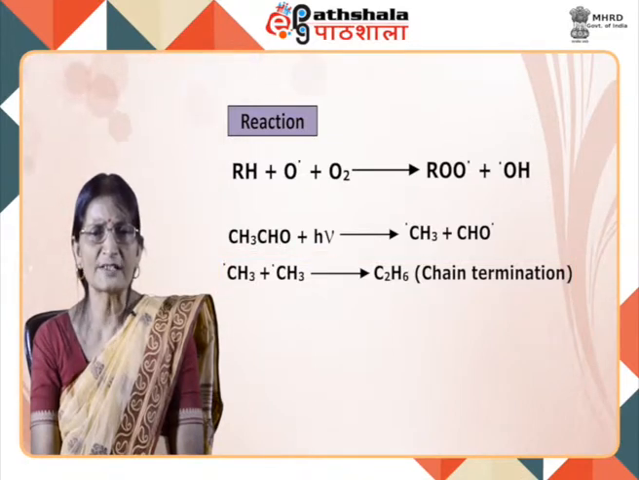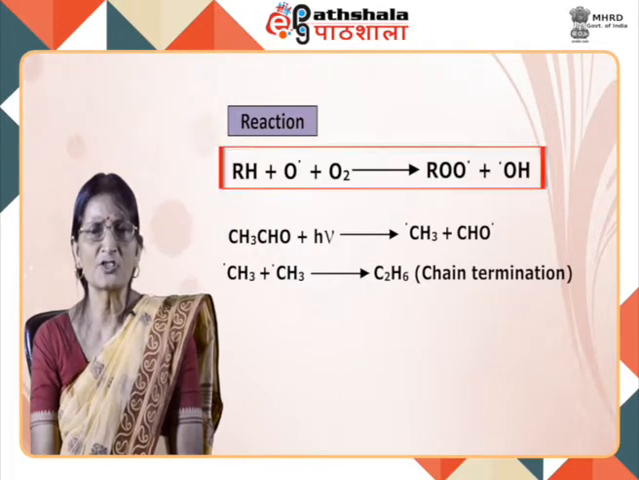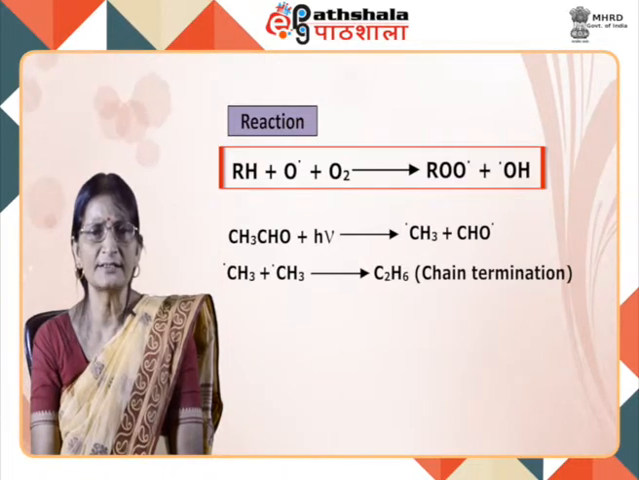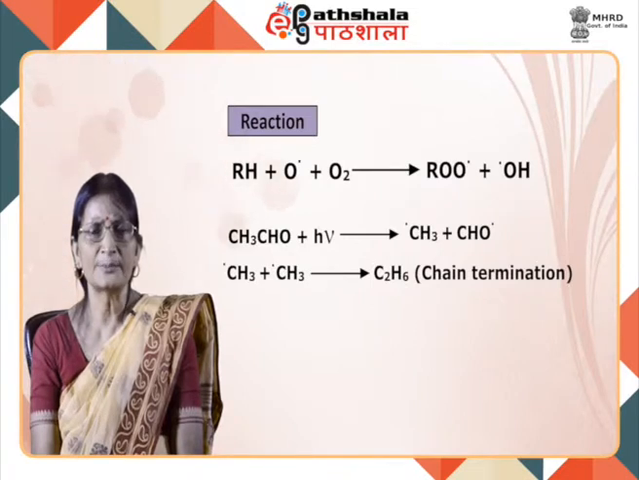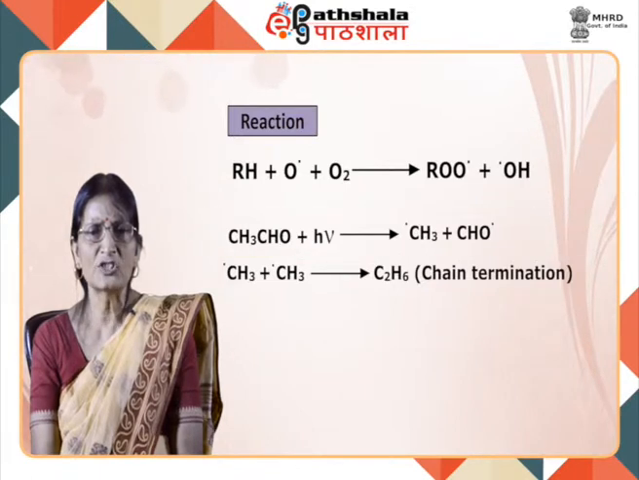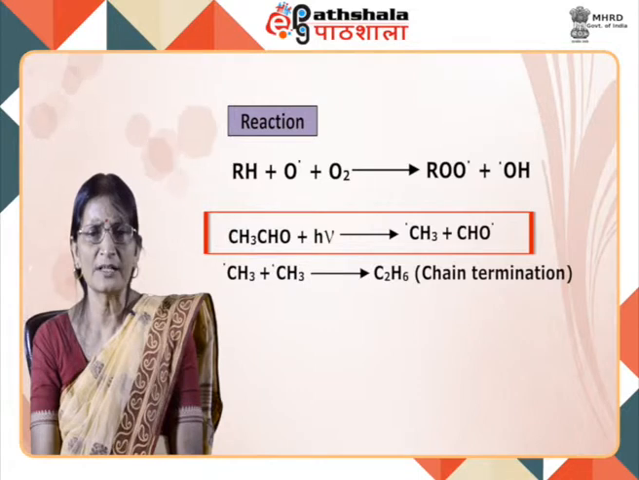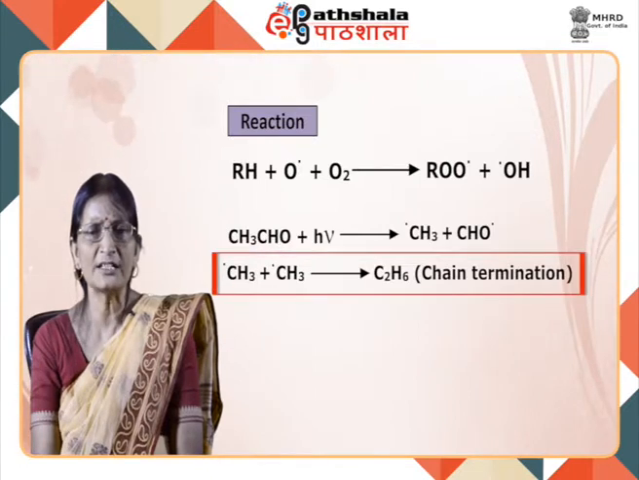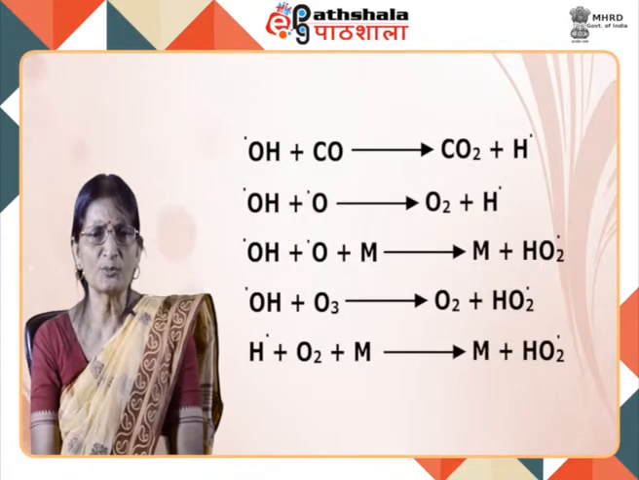Some such reactions, for example, are RH, an aliphatic hydrocarbon, combining with the oxygen radical to give a peroxo radical plus a hydroxyl radical. Then further, there are organic compounds such as acetone or acetaldehyde, which absorb radiation and become radicals such as the methyl radical and CHO radical. The two methyl radicals may recombine to have a chain termination reaction and give the hydrocarbon back. Free radicals contribute to the formation of photochemical smog.